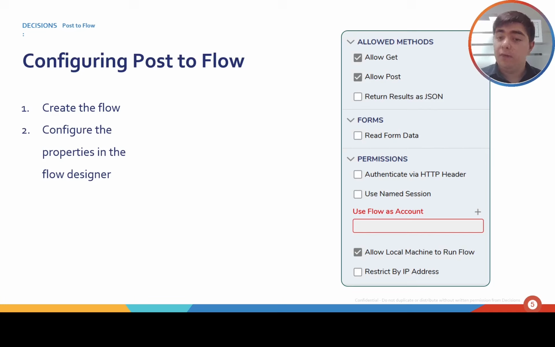Secondly, you need to configure those properties, and those are going to be configured in the flow designer itself. You will have this additional drop-down selection in your properties that you would not see in your standard flow behavior. The first of these is going to be Allow Get and Allow Post. These just determine the methods by which you can utilize this flow as an API call. The next one is Return Results as JSON. You can return the results as a JSON object if you check this box.